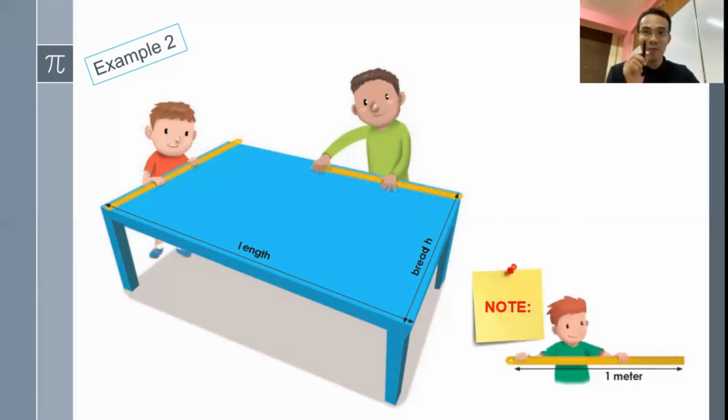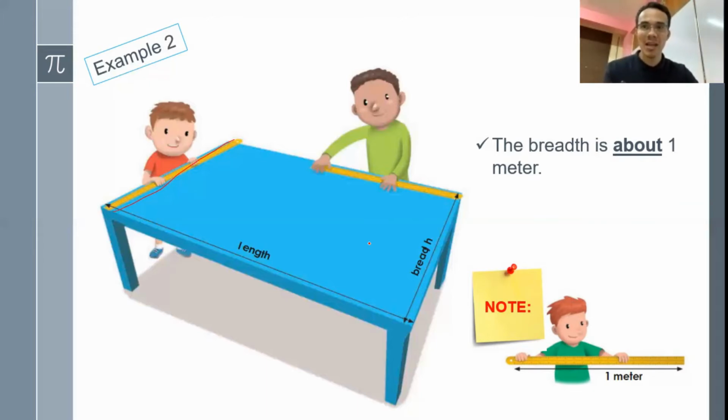By the way, before I present my observations, take note that 1 meter stick is 1 meter. Take note that the tool used by these kids measures 1 meter long. Here's my first observation. The breadth, this is the breadth, is about 1 meter. When we say about 1 meter, it's almost equal to 1 meter. It's almost the same as 1 meter. And what about the length? The length is more than 1 meter.